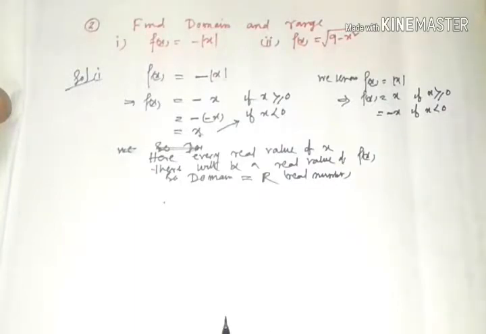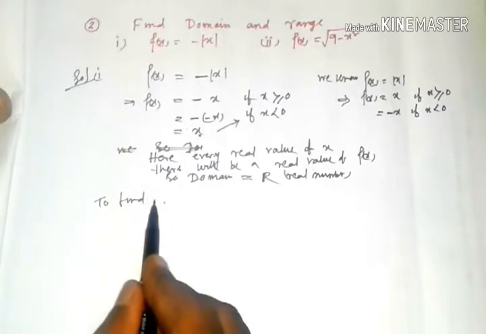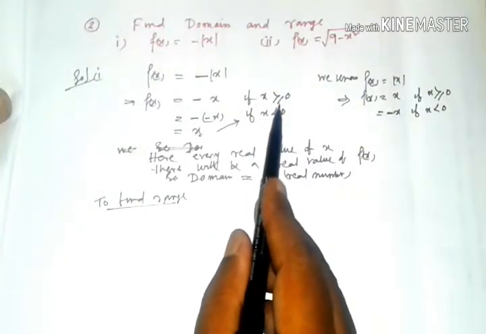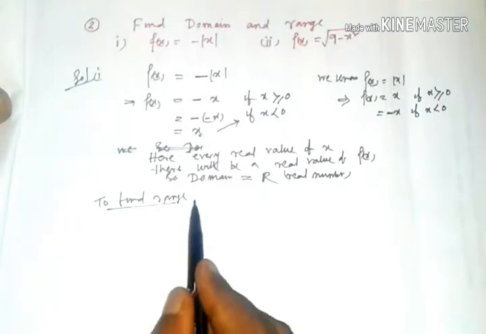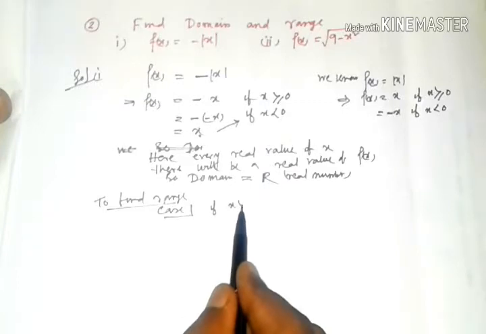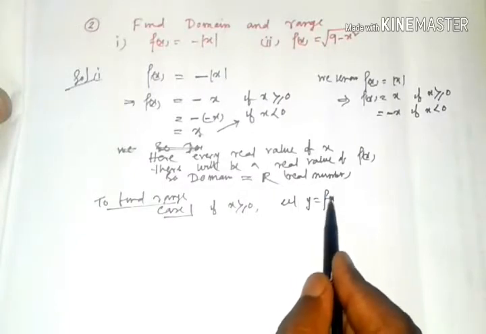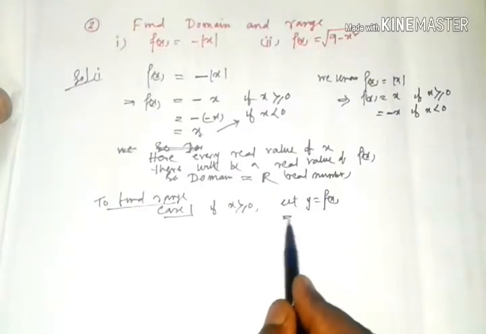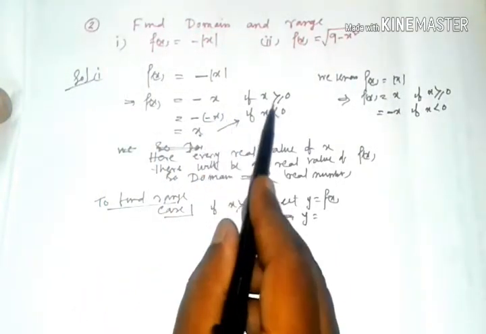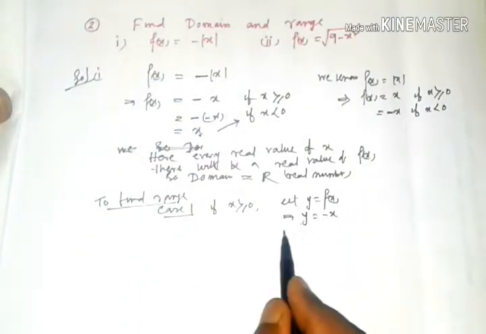Now what about the range? To find the range, here there are two cases. Case 1: x greater than or equal to 0. Let y is equal to f(x). Since x is greater than or equal to 0, f(x) is equal to minus x.